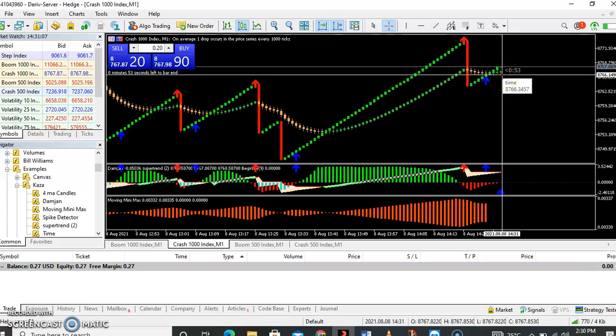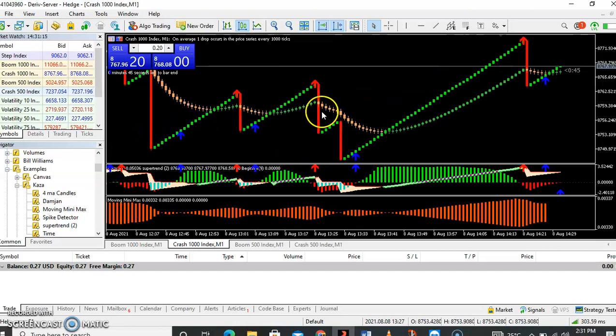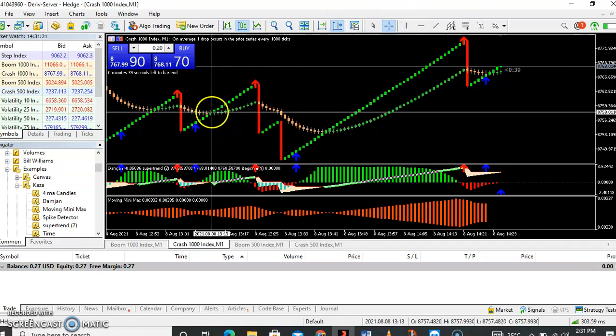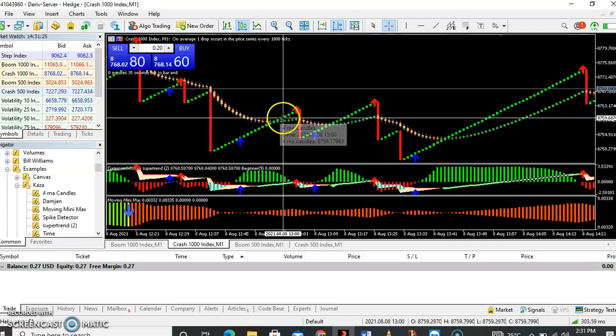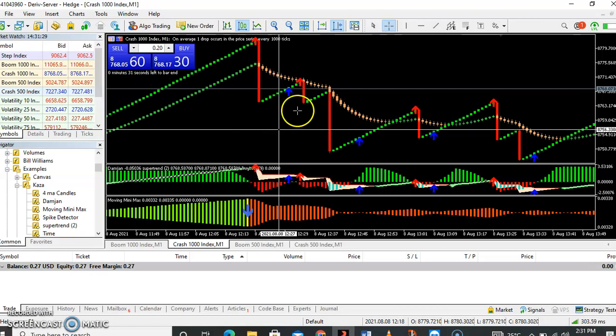So basically you can back test it. Let's do a back test. You see here, more than 4 candlesticks. We have over here too more than 4 candlesticks. We have over here more than 4 candlesticks. Over here we have 4. Yes, we're able to count 4 candlesticks over here.